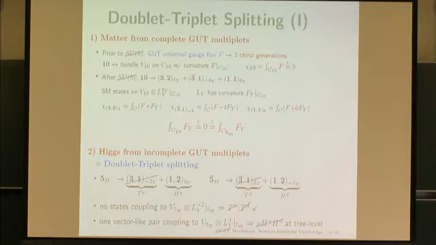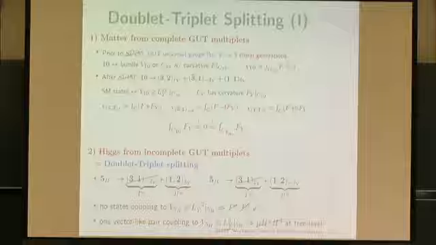So prior to GUT breaking, we start with, say, 3 generations of 10 and 5-bar matter, and we do so by engineering GUT-universal gauge flux, so additional gauge flux which does not discriminate between the standard model particles which sit in the same GUT multiplet.